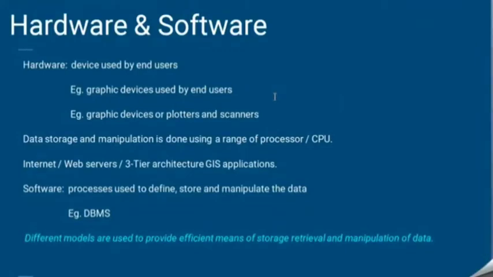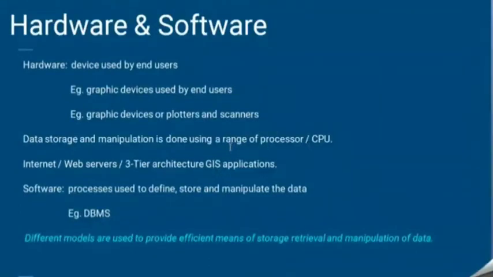In order to create a GIS, we need hardware and we need software. All the devices we use to store, manipulate, and analyze a GIS are called hardware. These devices could be plotters, scanners, different kinds of processors, or CPUs.